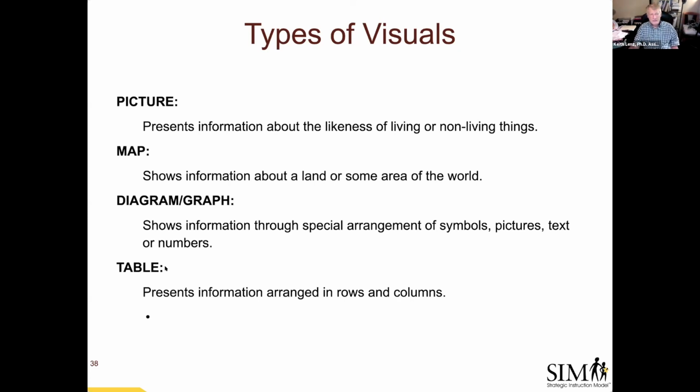But then we have a separate column called table. A table presents information arranged in rows and columns. So even though there may be numbers in a diagram or graph, we're looking specifically at tables arranged in rows and columns. So these are the four categories of visuals. If you want to separate out diagrams and graphs and make a different definition, you're certainly welcome to do that. It's just that the table, the map, and the picture are unique. Diagrams cover a whole lot of different visuals.